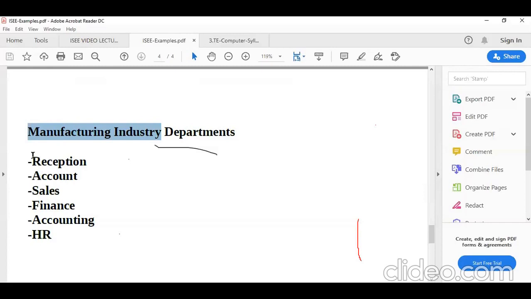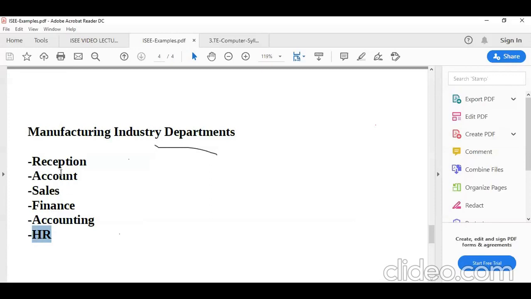Yes. Departments can be a reception department, accounting department, sales department, finance department, and the HR department. There might be more also. We are just seeing it as an example. Now these departments are having their different roles. Yes or no?